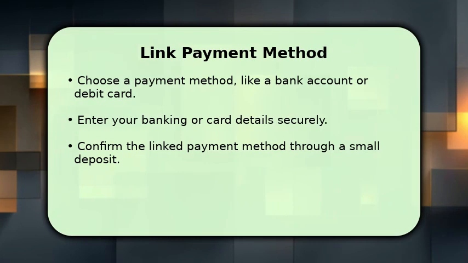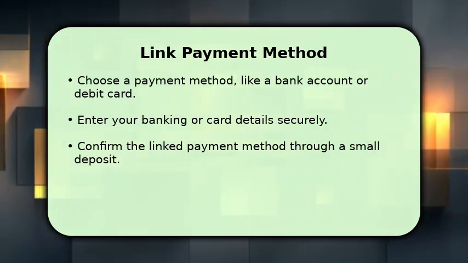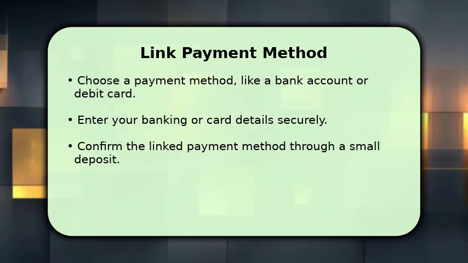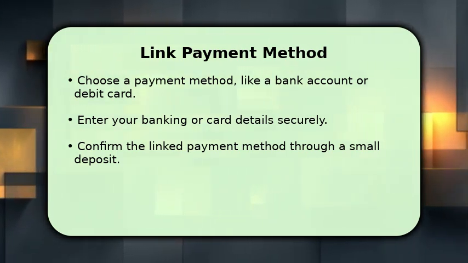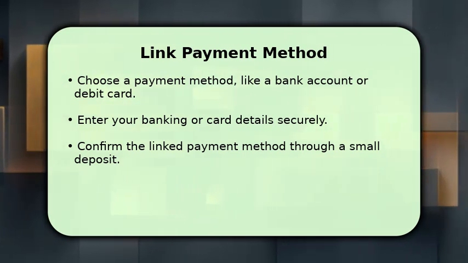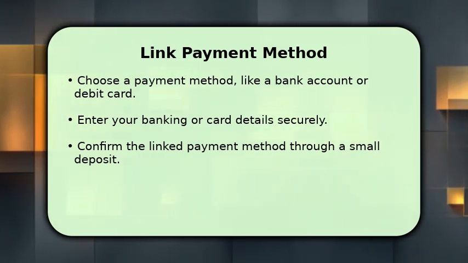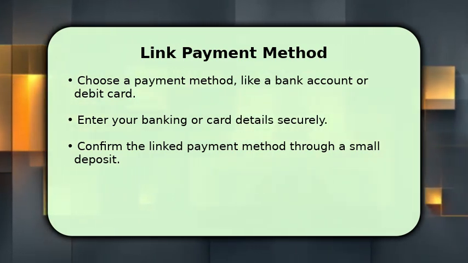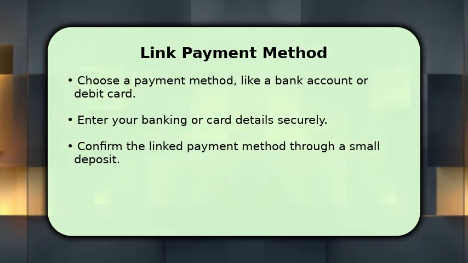Once your identity is verified, the next step is to link a payment method. Coinbase offers several options, including linking a bank account or a debit card. Carefully enter your banking details or card information into the secure portal. For bank accounts, you might need to verify with a small deposit or by logging into your bank. This step is vital for funding your account and making your first cryptocurrency purchases.